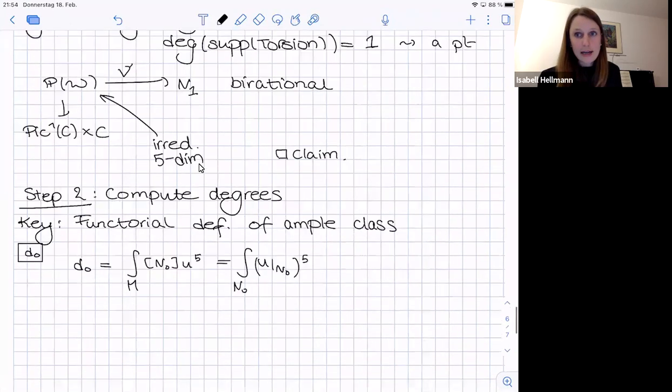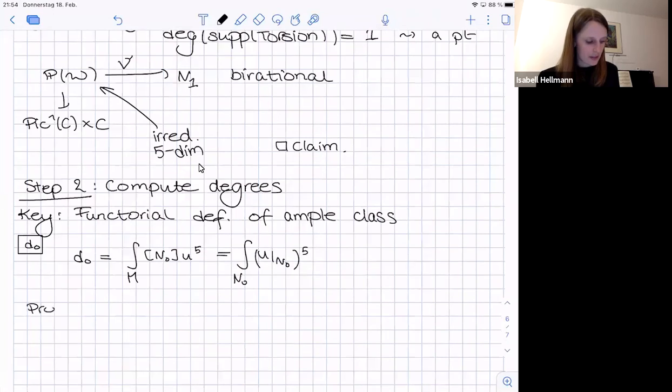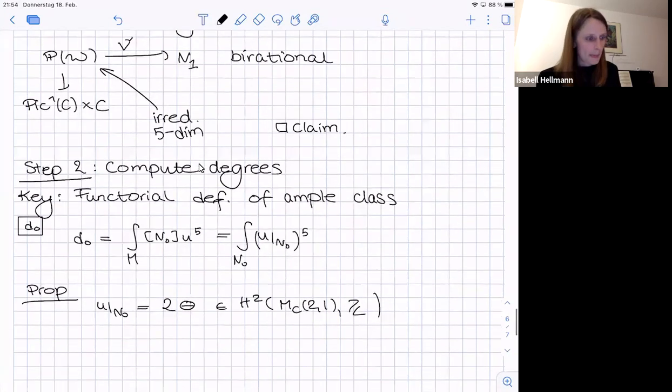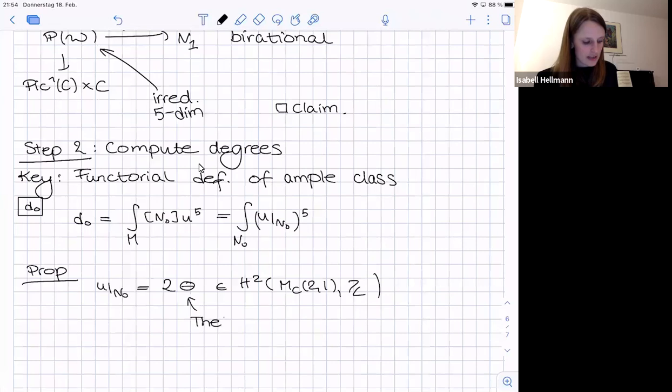So I have to find out what is u restricted to N0. And so this is where my functorial description comes in. And so essentially I plug in the definitions. And what I find is that I get 2 times the theta divisor. Of course, the scalar here depends on the choice of the ensemble class, so I could also find a multiple. And this is the theta divisor on this moduli space of vector bundles.